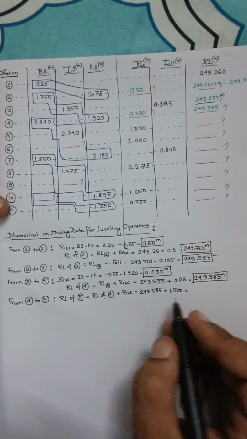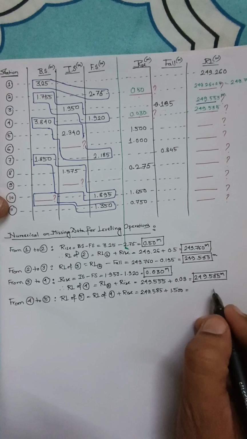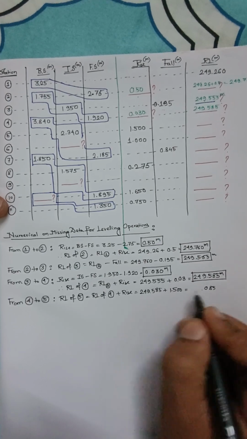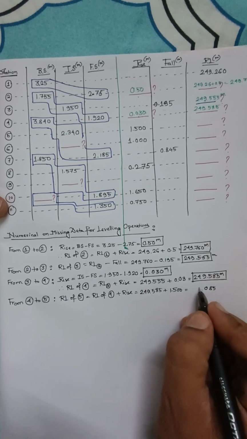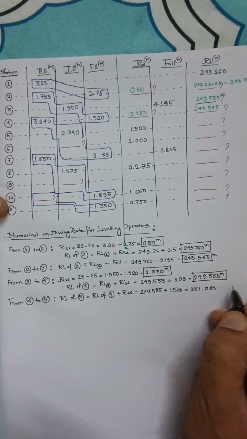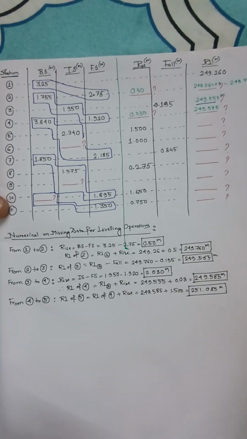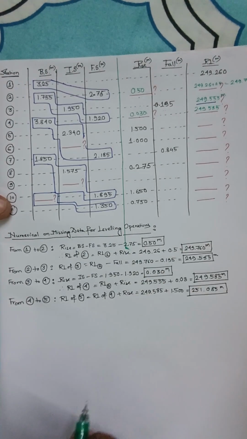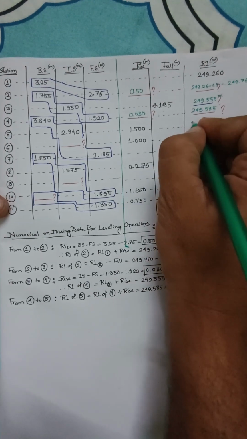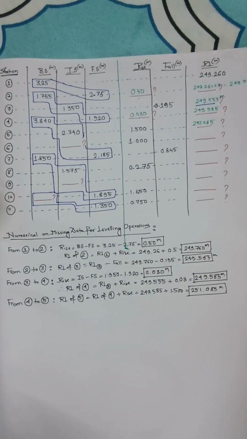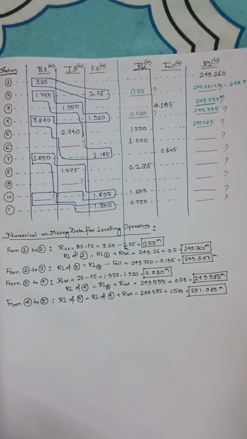So how much will it be? It will be 85. 5 plus 5 is 0 and 51. So we have the RL of 5 to be 251.085. See, slowly we are actually figuring out the missing data.